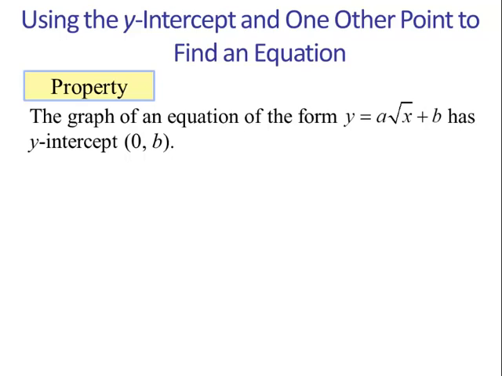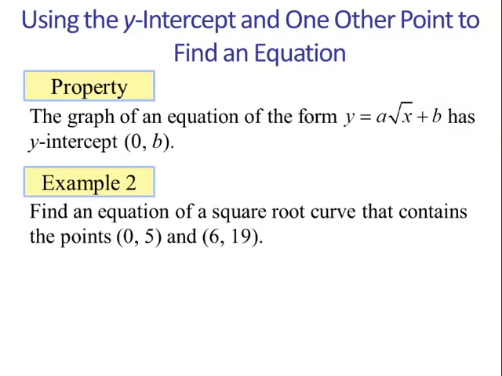Property: the graph of an equation of the form y equals a times square root of x plus b has a y-intercept of b. So if we know the y-intercept, we know the value of b, then we only need one equation, and we'll only need one other point.